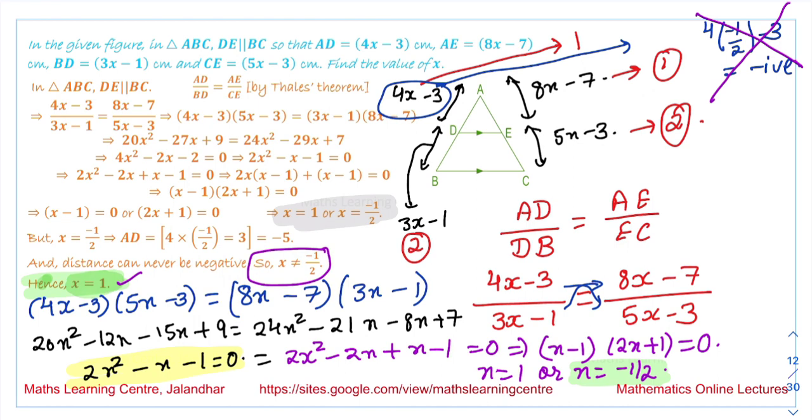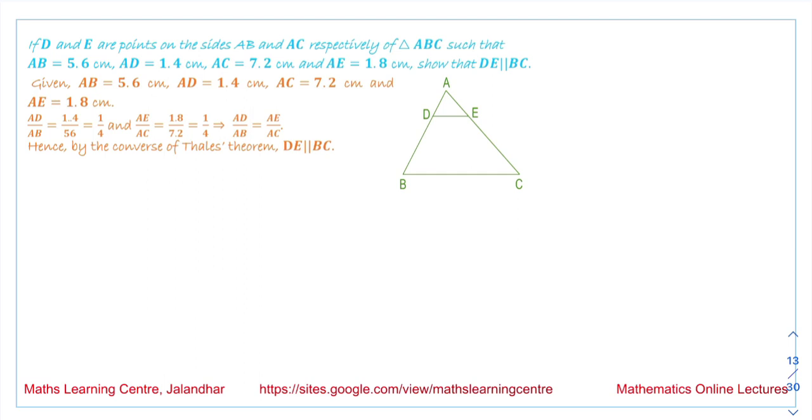Next is, if D and E are points on the sides AB and AC respectively of triangle ABC such that AB, this length, is 5.6 centimeter, AD is 1.4 centimeter, AC is 7.2 centimeter, and AE is 1.8 centimeter. We have to show that DE and BC are parallel to each other.